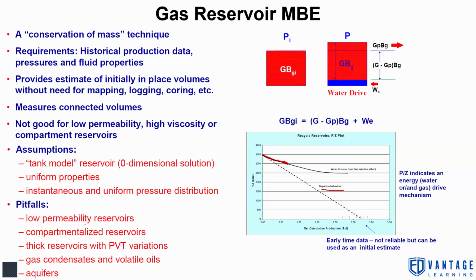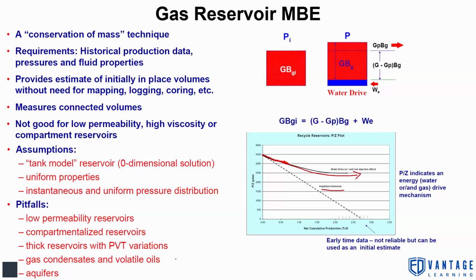There are pitfalls, especially in low permeability reservoirs, where we can't estimate the gas in place properly. The gas in place will appear huge because pressure depletion is so low, and this low depletion gives near water-drive type behavior. That is wrong. Also in thick reservoirs with PVT variations, it is not possible to understand the actual gas in place. And in gas condensates and volatile oils, where condensate drops out in the reservoir at pressure below dew point pressure, that is also not possible to capture in gas reservoirs.